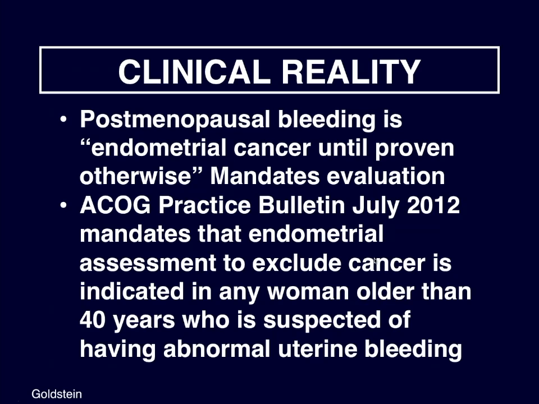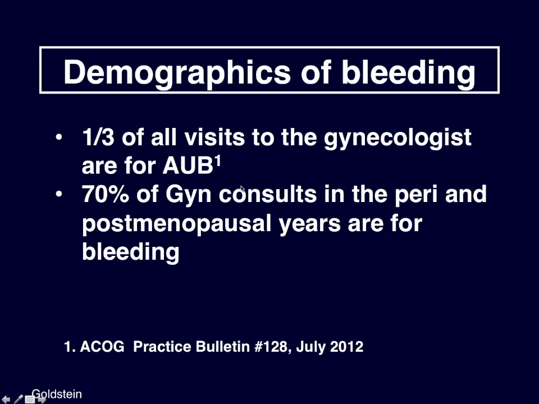So it may not be so crucial to establish if a particular woman is in late perimenopause or truly menopausal, because if she's got abnormal uterine bleeding, she's going to need to be evaluated. One third of all visits to the gynecologist are for abnormal uterine bleeding, and 70% of GYN consults in the peri- and postmenopausal years are for bleeding.